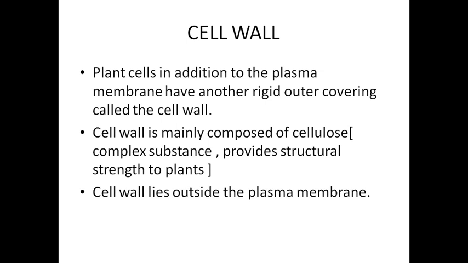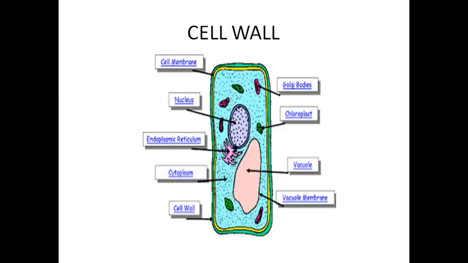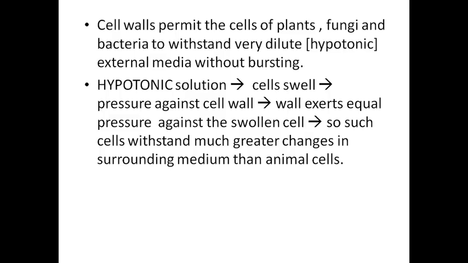The cell wall lies outside the plasma membrane. Now, if you look at this figure, it will be more clear. You are having the cell membrane, which is a little bit yellow in color, and the outermost, which is dark green in color, which is called a cell wall. Now this cell wall permits the cells of plants, fungi and bacteria to withstand very dilute external media without bursting. It's a very important thing.